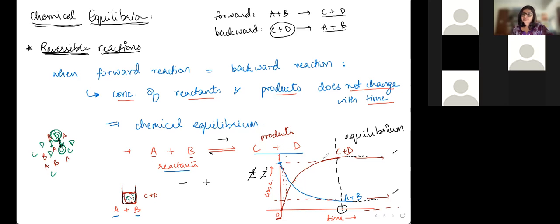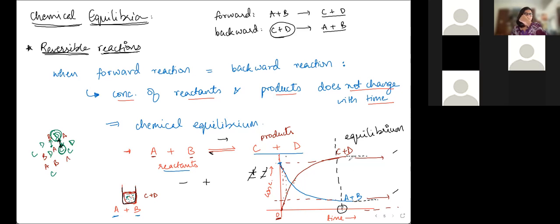Ma'am, if A plus B, let's say, is more dominant than C plus D, would we still call that equilibrium? No. I mean, what do you mean by more dominant? Because then you had explained initially that the reaction would be faster than the other way around, right? So that would never attain equilibrium. That will attain equilibrium. It will just kick in much later.